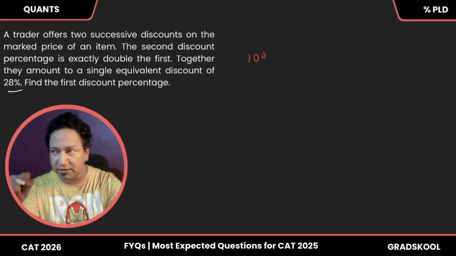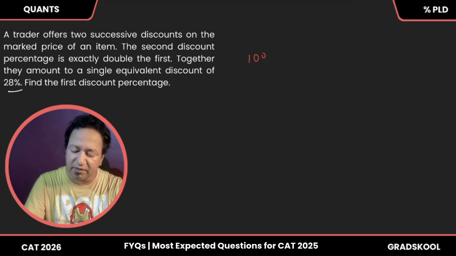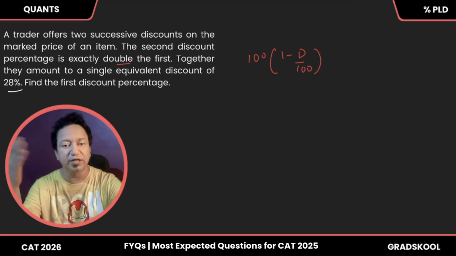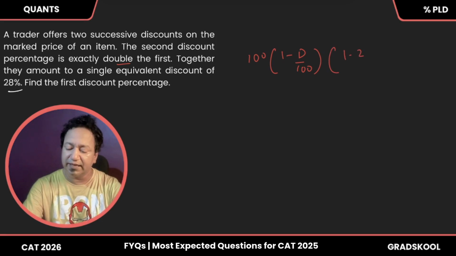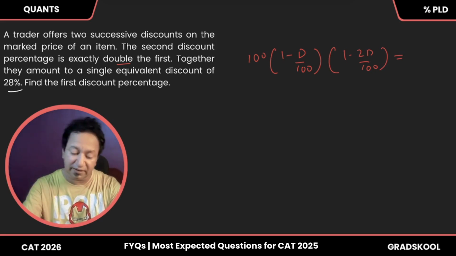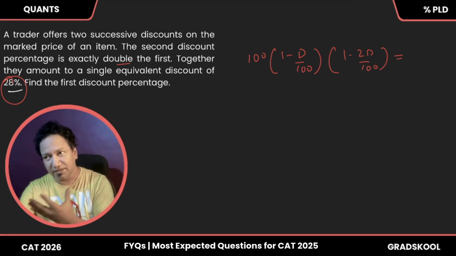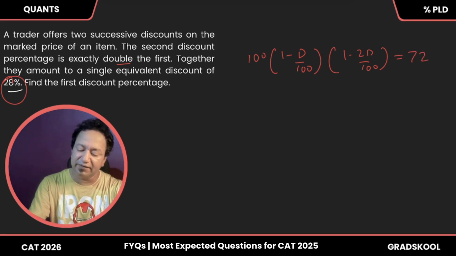The first discount is, let's say, d%. So something decreases by d%, it will be 1 minus d by 100 times of itself. And second time, it again decreases by 2d% because second discount is twice of the first discount. This is what I'll get. Now the overall decrease is 28%. So 100 if decreased by 28%, what remains? Only 72. So this is the exact equation that we need to solve.